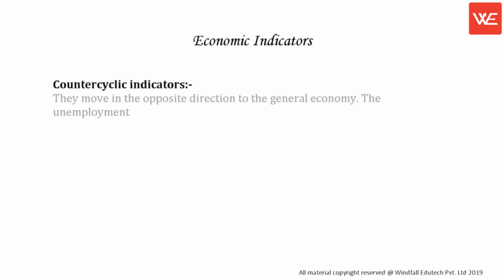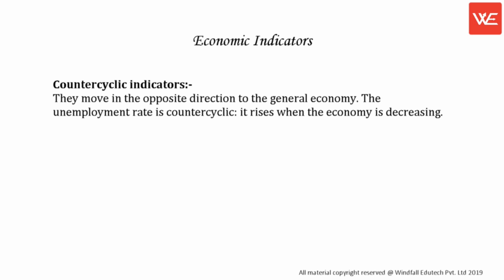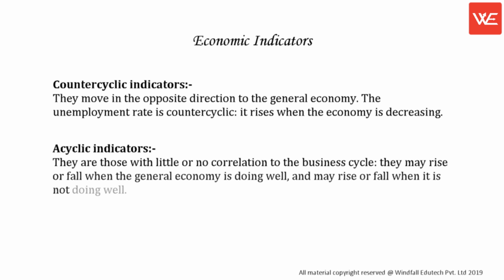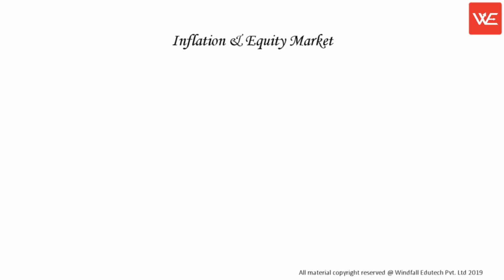Countercyclic indicators move in the opposite direction to the general economy. The unemployment rate is countercyclic, it rises when the economy is decreasing. Acyclic indicators are those with little or no correlation to the business cycle. They may rise or fall when the general economy is doing well, and may rise or fall when it is not doing well. Inflation and equity market.